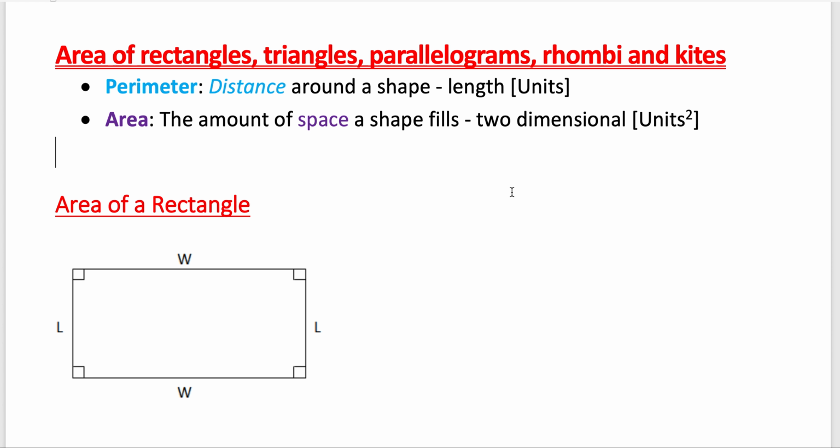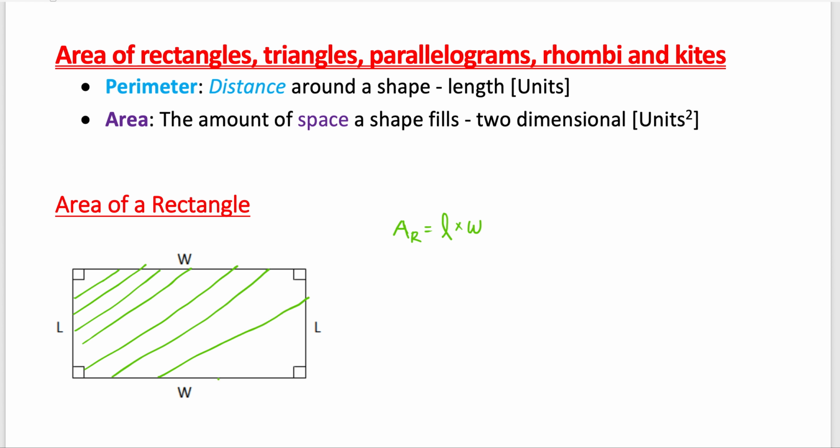So first, let's talk about the area of the rectangle. You know this one, so I'm just going to go through this one very quickly. The area of the rectangle is going to be equal to length times width, and that will give me the amount of space that that shape is filling. Agree? So this is the amount of space that this rectangle is filling. Wonderful. So that's going to give me the area.